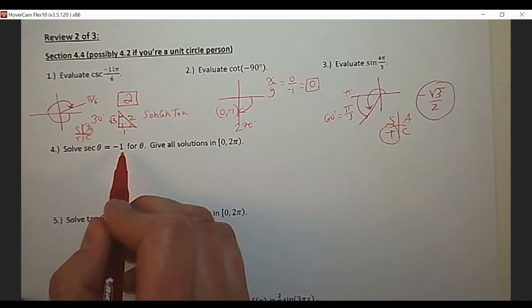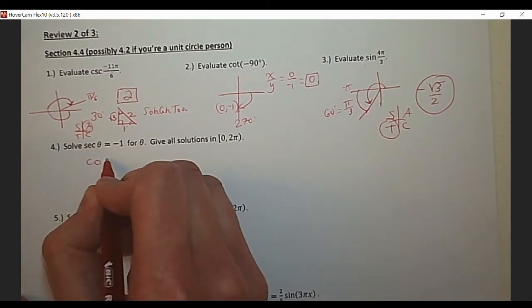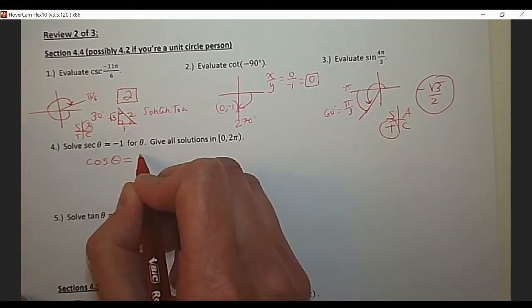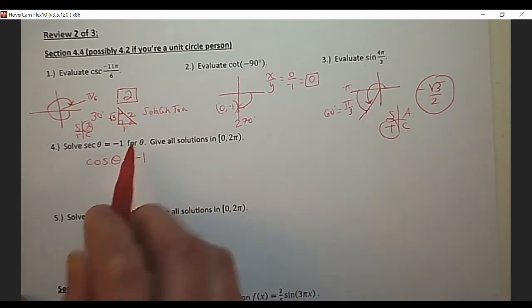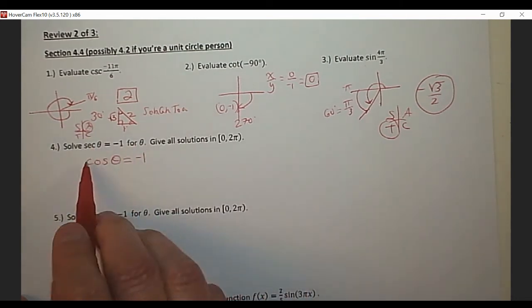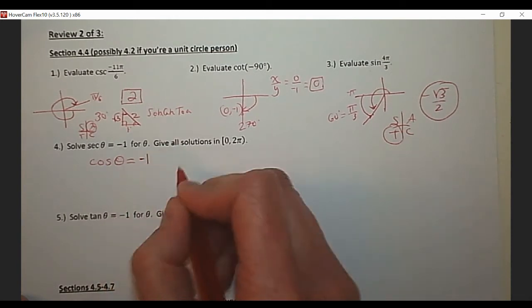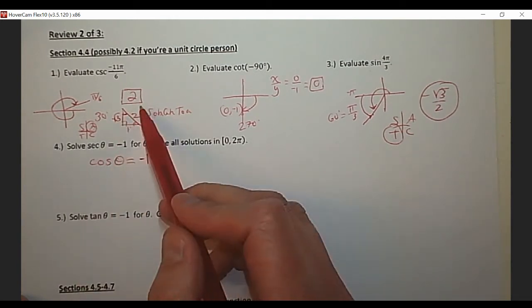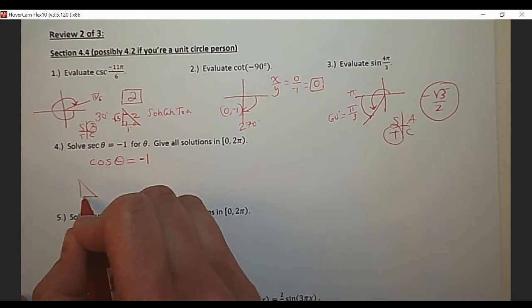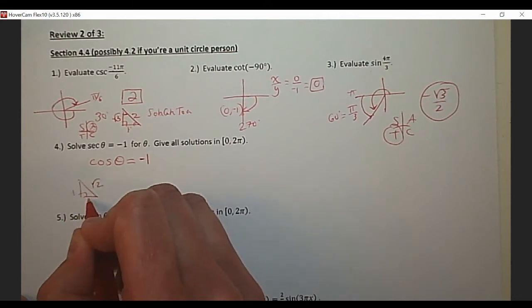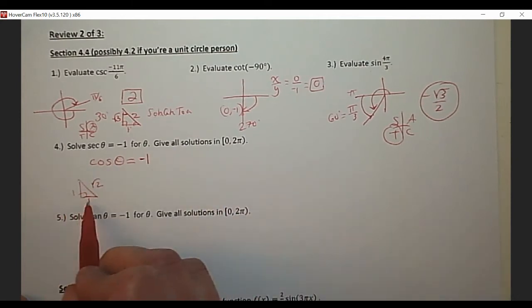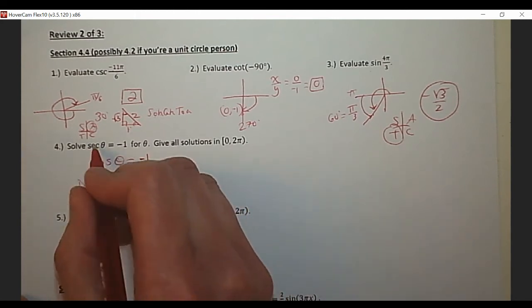For secant theta equals -1, if you want, you can flip that. And instead of -1 over 1, you'll have -1. So if you prefer to work with cosine instead of secant, you can do that. Now, even if you like your triangles, if you look at your 30, 60, 90, you're never going to get cosine to be 1. And in your 45, 45, 90, you're never going to get cosine to be 1. Tangent can be 1 in the 45, 45, 90, but not cosine or secant.